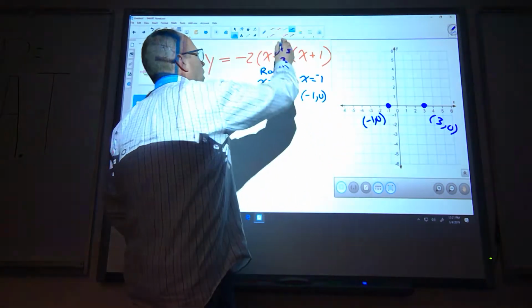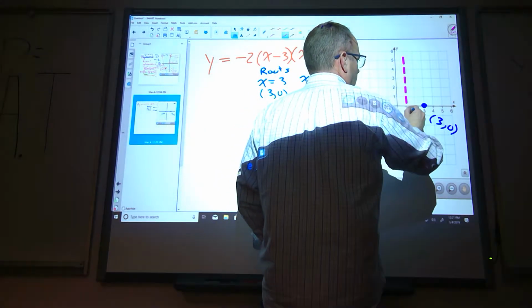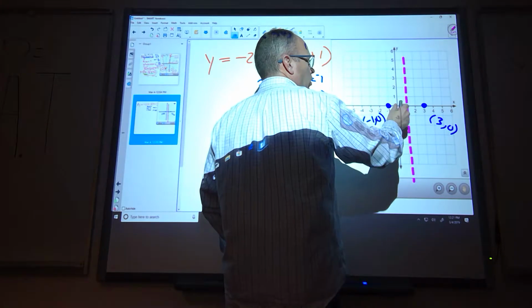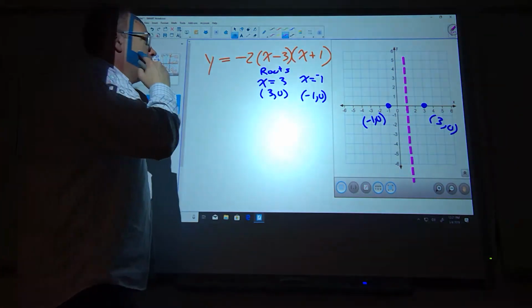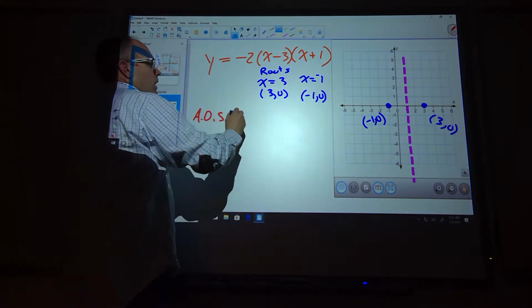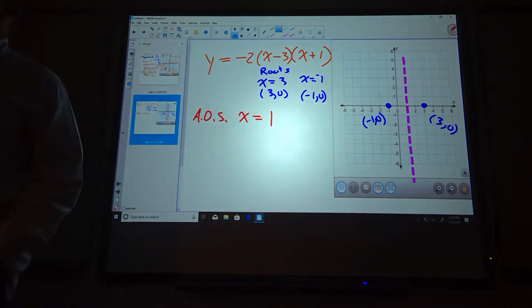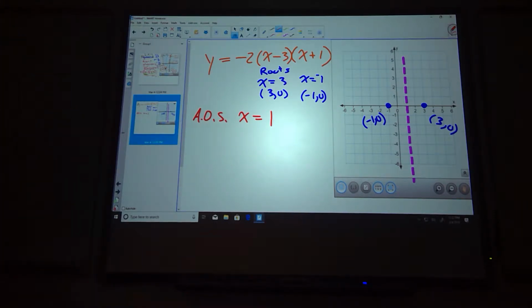All right. Is positive 1 right in the middle of those? Yeah, appears to be. It's 2 away, 2 away. Does it make sense? So my axis of symmetry is x equals 1. Okay? What happens on the axis of symmetry? What always happens on the axis of symmetry? Plug it in to find what?